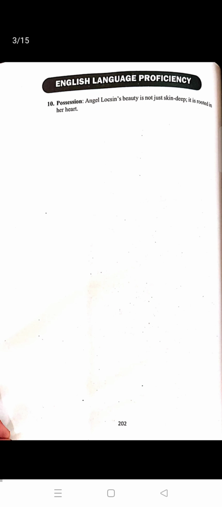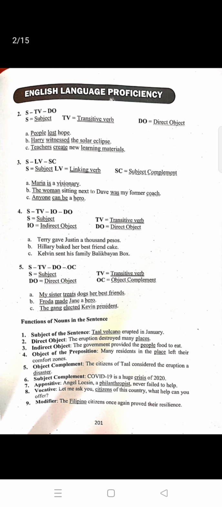And the last one, we have possession. Example is: Angel Locsin's beauty is not just skin deep, it is rooted in her heart. You can notice that a noun is functioning as a possession if there is an apostrophe or a mark of possessiveness. That is Angel Locsin's beauty. It's the beauty of Angel Locsin. If it shows ownership, then the noun is functioning as possession. So those are the 10 functions of nouns in the sentence.